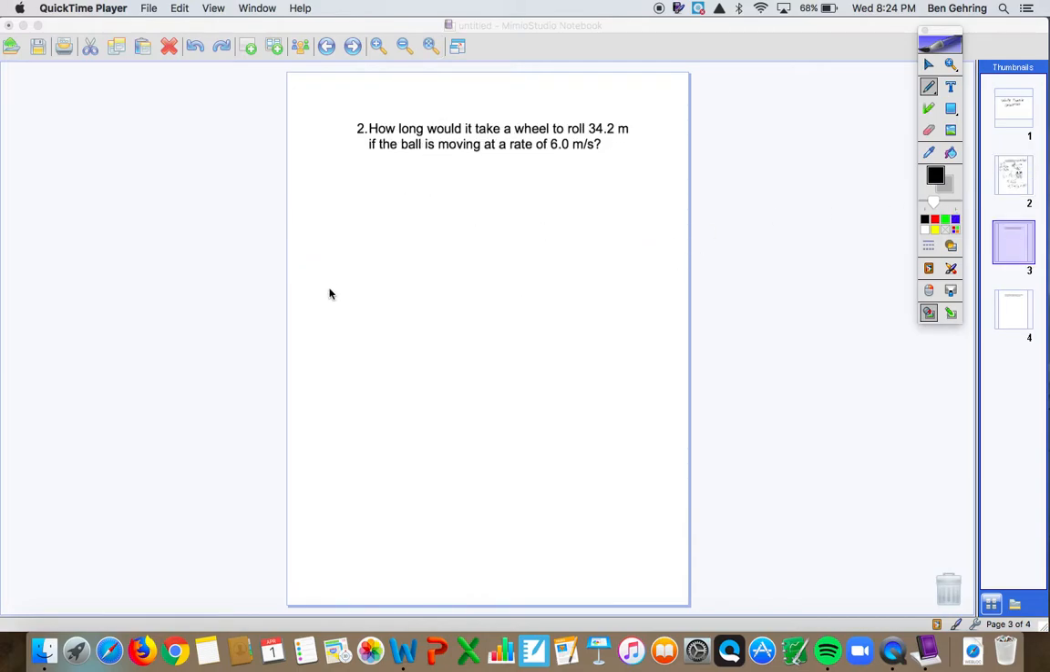Question 2. How long would it take a wheel to roll 34.2 meters if the wheel, not ball, is moving at a rate of 6.0 meters per second? So I'm looking for how long. So this is looking for time. I know that it rolls 34.2 meters. That's a distance. I know the rate is 6 meters per second, so that's going to be my speed or velocity. I can make it v in this case, which is 6.0 meters per second.